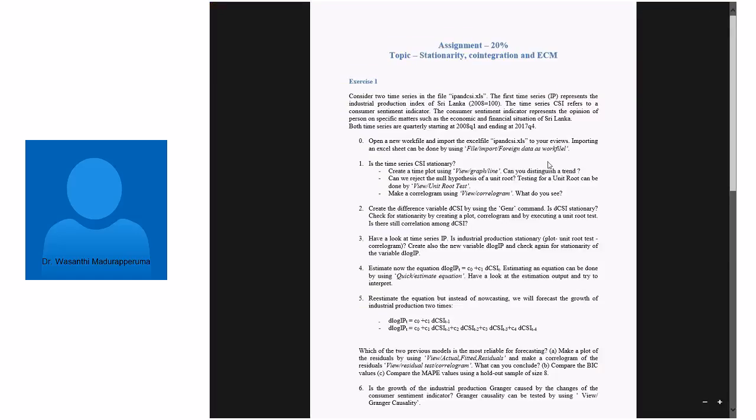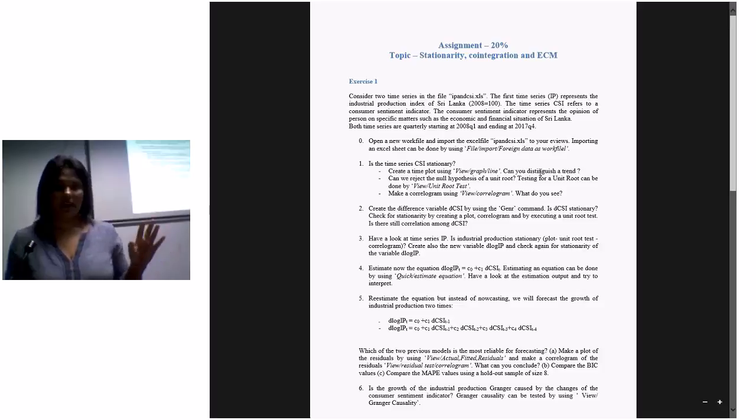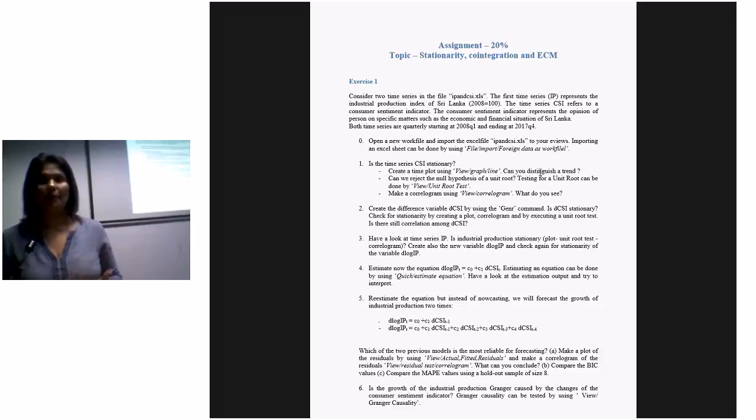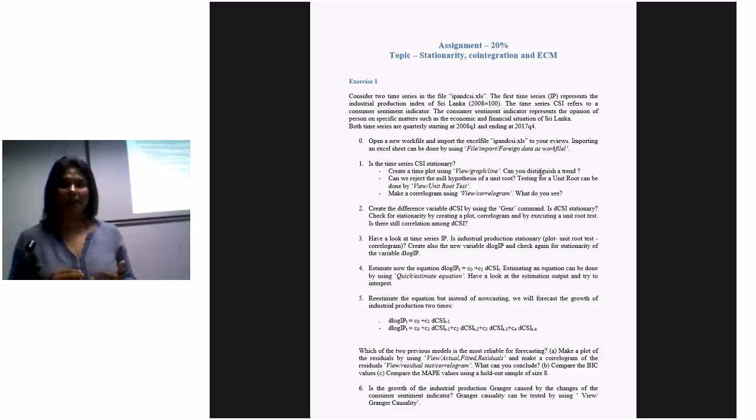Assignment covering the topics which I have discussed during the last 10 lecture series. First, running a multiple regression, and we discussed the properties of the multiple regression. And we interpret the multiple regression.